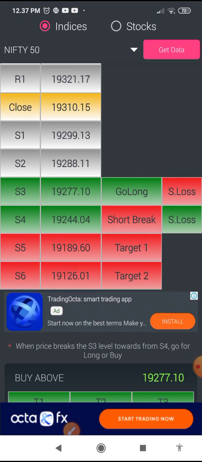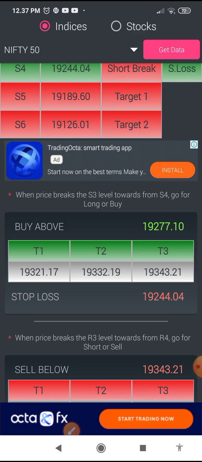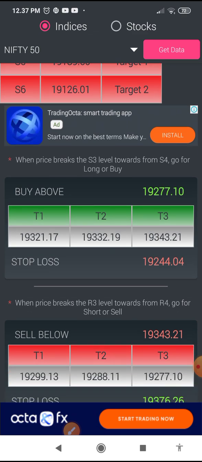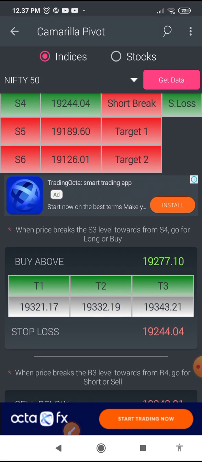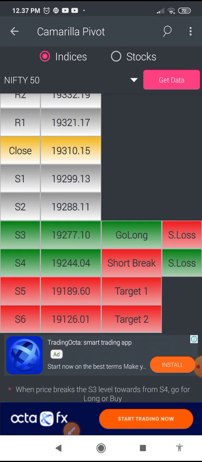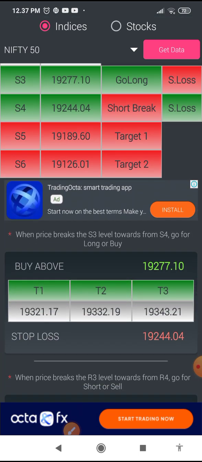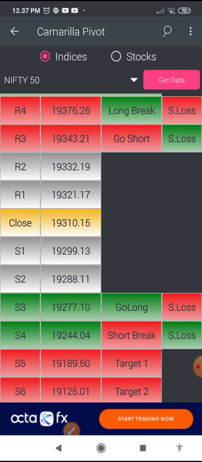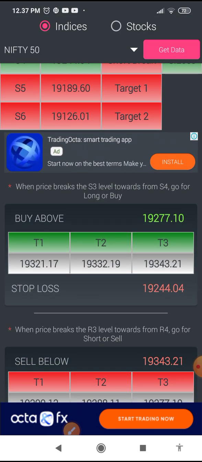In fact, as you scroll down, the app will tell you, buy about this 19277. What is 19277? 19277 is S3. Buy about this, target 1 is 19321. What is 19321? It is R1. So from S3 to R1 is target 1. Target 1 is 19321. Target 2 is 19332. Target 3 is 19343. Stop loss is also given.